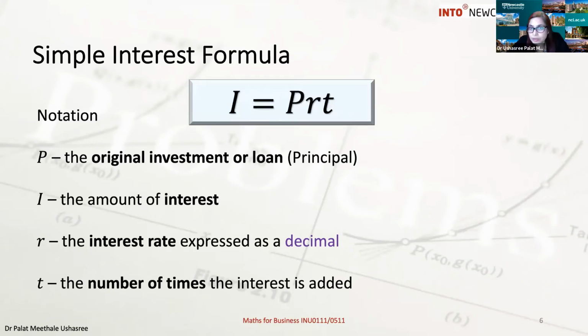So the formula is I is equal to PRT. You have used it in school, isn't it? It always makes it easy when you have a formula, isn't it? I is equal to PRT. That's your formula for simple interest, isn't it?